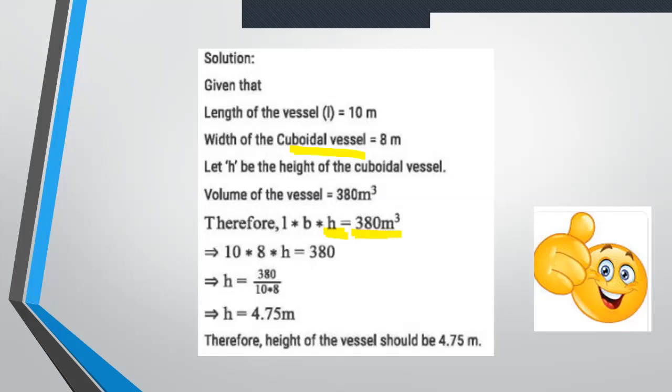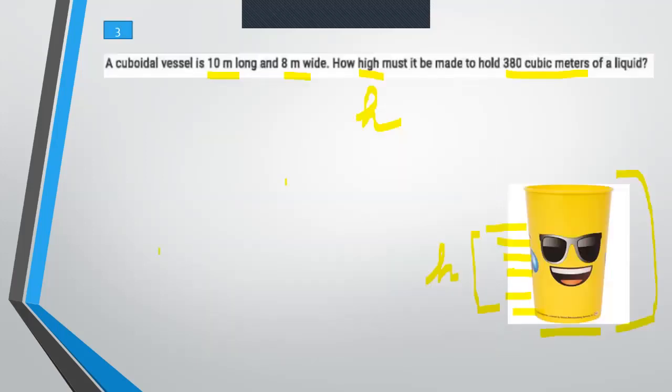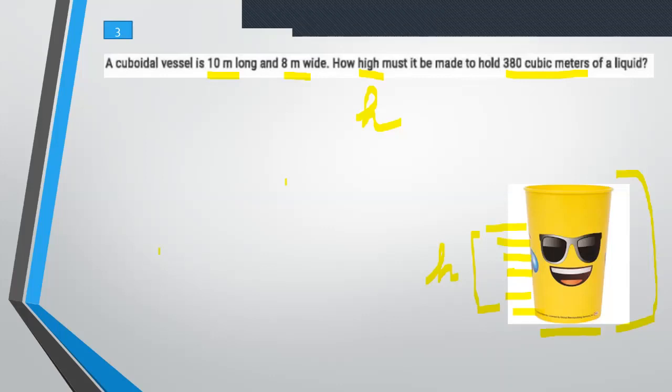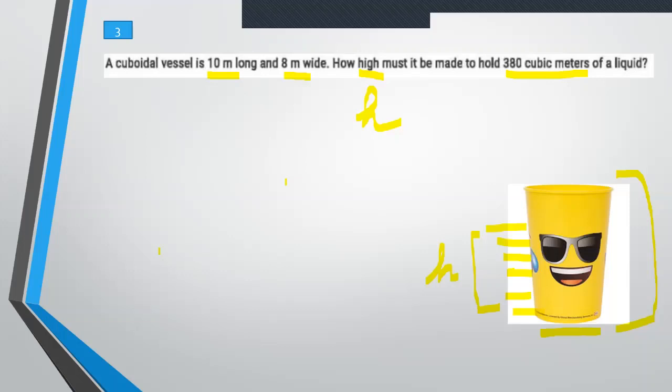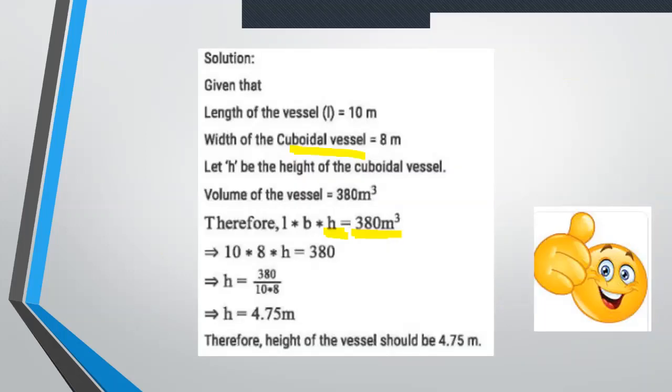Read the question, children, again and again. A cuboidal vessel. I tried to make it a cuboid, but actually it is a bit cylindrical. Imagine it's a cuboid. It's 10 meters long and 8 meters wide. So length is given, breadth is given. How high? That means it is the height of the liquid that is filled in. Very clear. Volume is given to you as 380, in which length is 10, breadth is 8. Find out the height. Ma'am, is it 5.9 meters? It is 4.75 meters.